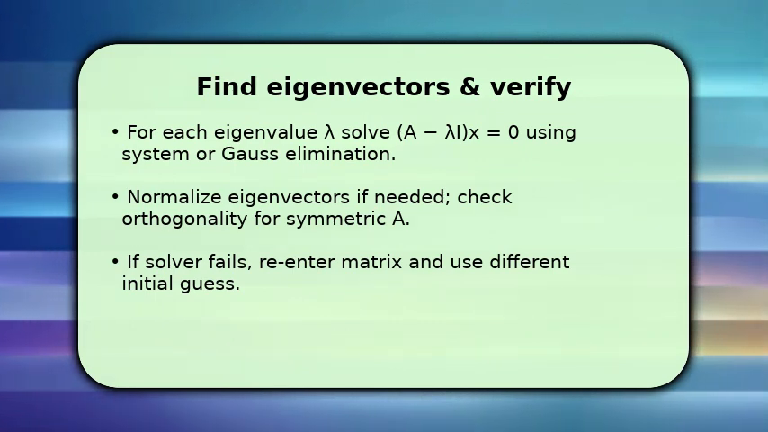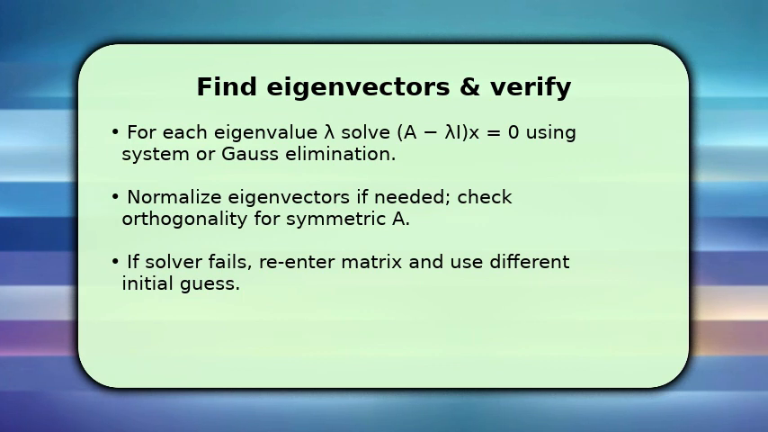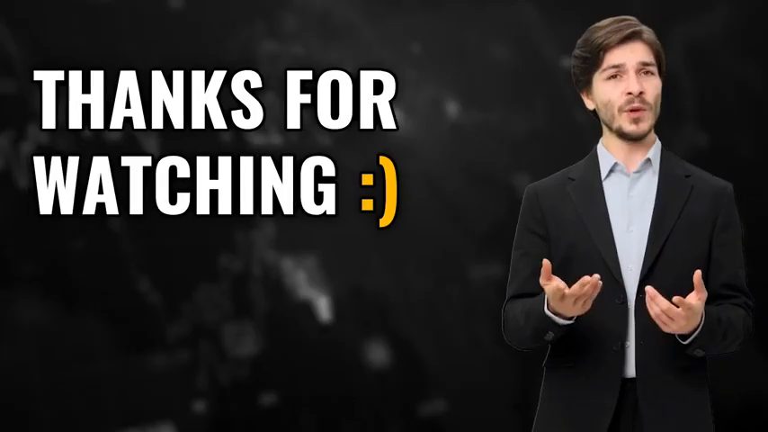For symmetric matrices, verify orthogonality between distinct eigenvectors. If the solver returns no solution, recheck matrix entries, ensure exact lambda is used, and try a different numeric initial guess if using iterative methods.